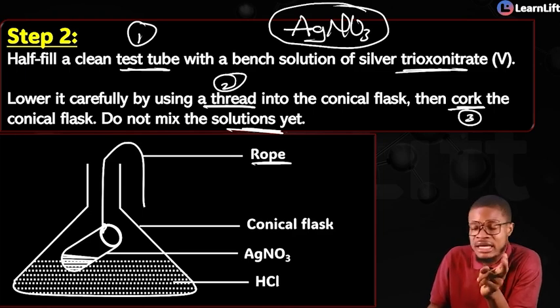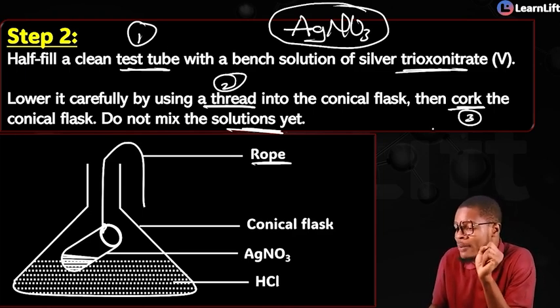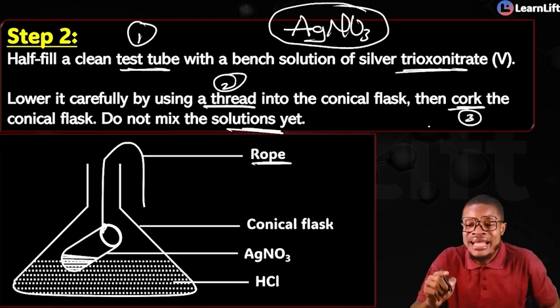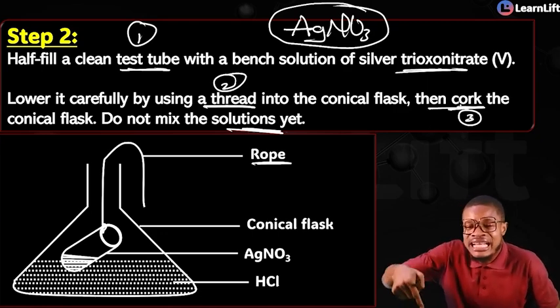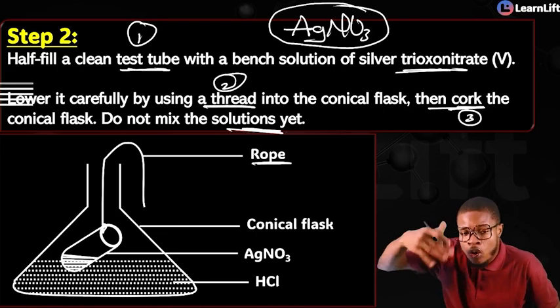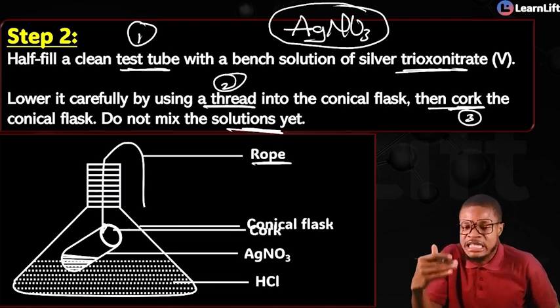I told you we need 3 things there. Number 1 is your test tube. Number 2 is your thread. Number 3 is your cork. And then number 3, they say then cork the conical flask. The conical flask, and to cork it, right? And then this is my cork there.